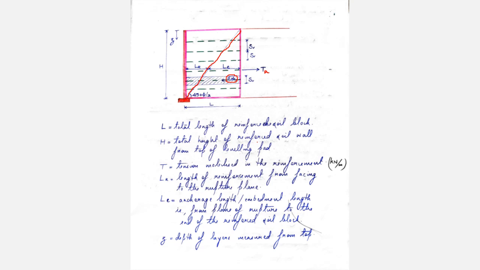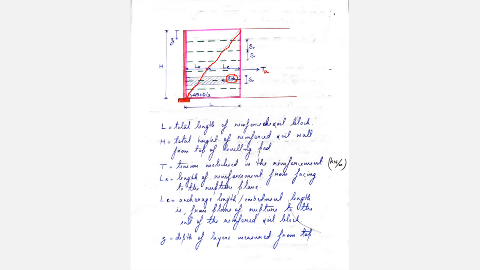This is given by our Rankine formula. So here the rupture plane is said to be located at an angle of 45 plus phi r by 2. Phi r is actually the angle of internal friction of the reinforced soil fill. So as per Rankine's concept, this rupture plane will be located at an angle of 45 plus phi r by 2.